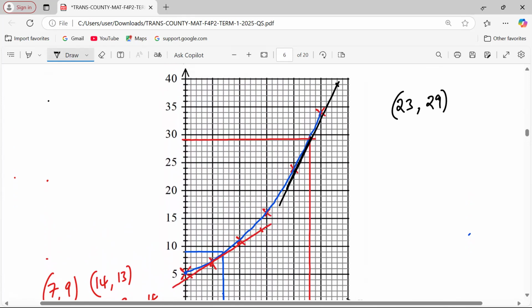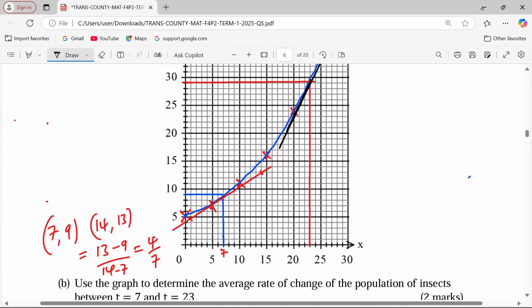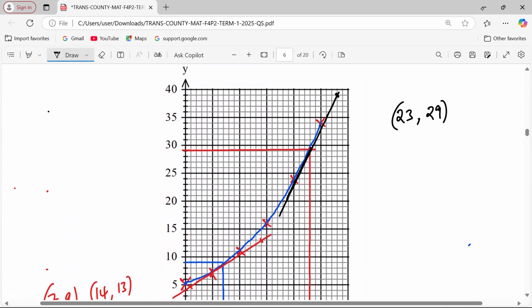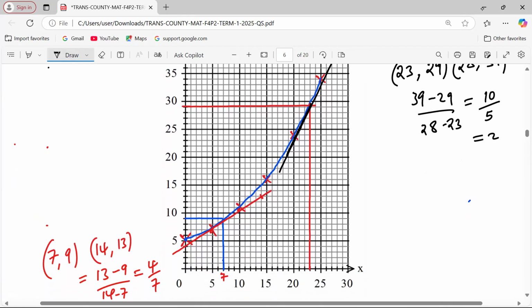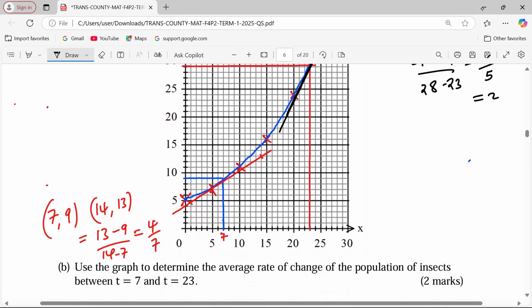So I can pick a coordinate at this point, which is (28, 39). Let's get the rate of change: 39 minus 29 over 28 minus 23. This is going to be 10 over 5, which is 2. So the rate is 2, and the other rate was 4 over 7.